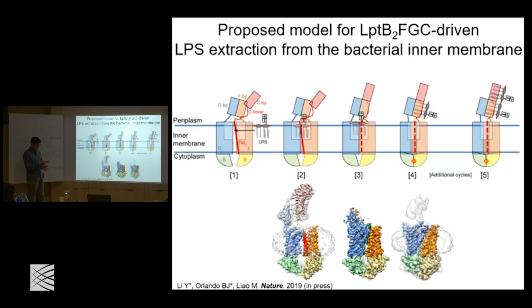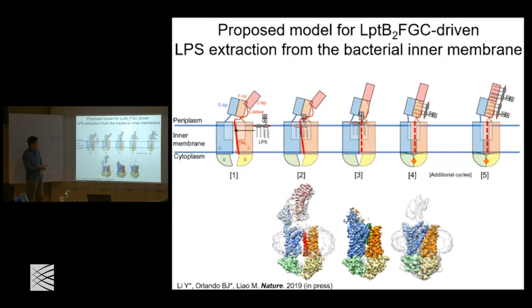So here's our working model. In the resting state, without the LPS binding, the two transmembrane domains are only loosely interacting with each other. And that allows the LPS to come in through the interface between the C helix and LptG.